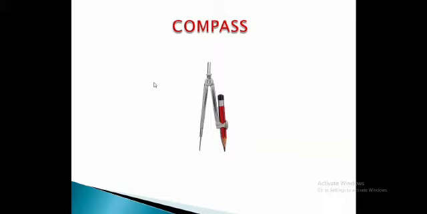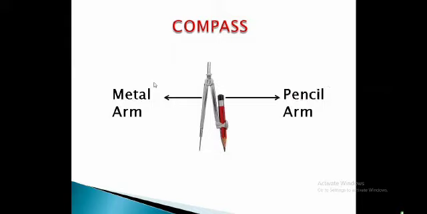Okay. Now you can see this instrument. The compass has two arms. One is a metal arm with a point, and the other is a pencil arm, where you put the pencil inside the screw. Now with this help we will draw a circle.